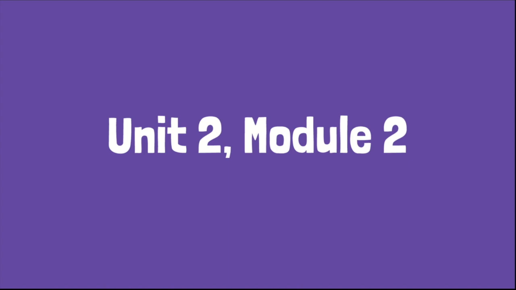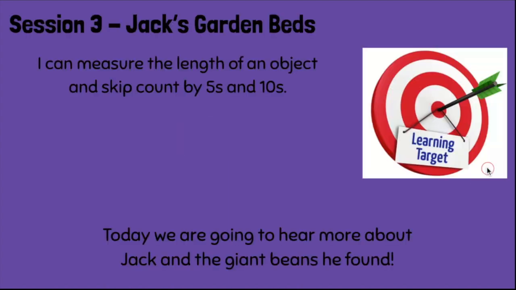Hello, mathematicians. Today we're going to work on Unit 2, Module 2, Session 3, Jack's Garden Beds. Our learning target: I can measure the length of an object and skip count by 5s and 10s.